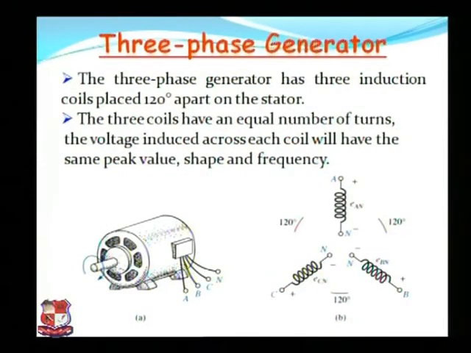See, the three phase generator has three induction coils placed 120 degrees apart on the stator. As we can see in figure B, which has the three phases, three coils, almost 120 degrees from each other. There is a figure from the induction motor which contains the three stator windings. The three coils have an equal number of turns. The voltage induced across each coil will have the same peak value and the same frequency.